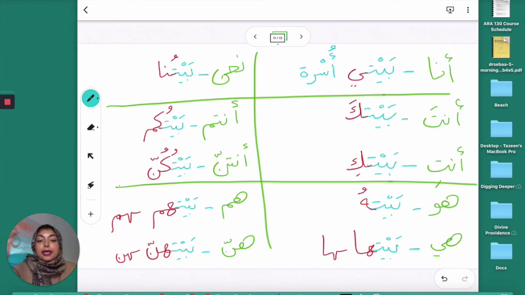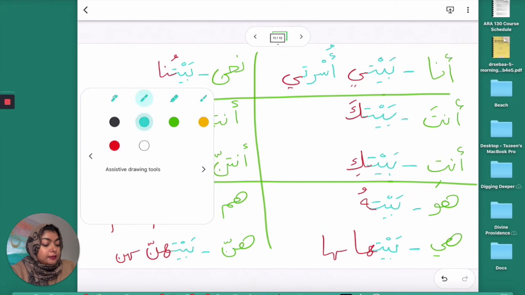So words that end in a ta marbuta, what you do is you open up, iftah ta. You open the ta. Now it's ta maftuha, an open ta. And now you can take that word and attach the pronoun to the end. Usrati.